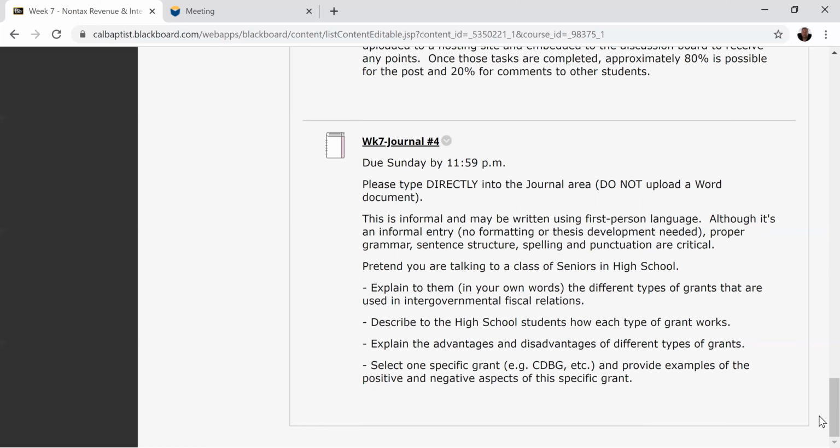A very basic explanation of the different types of grants available, then describing how those grants work, explaining advantages and disadvantages of the different types of grants, and then selecting one grant that you have a passing familiarity with and providing some examples of the positive and negative aspects of that grant. So that's your journal reflection to go along with your discussion board presentation.